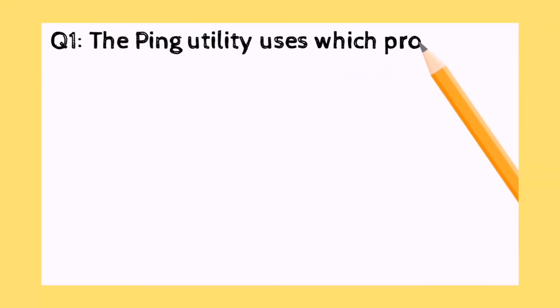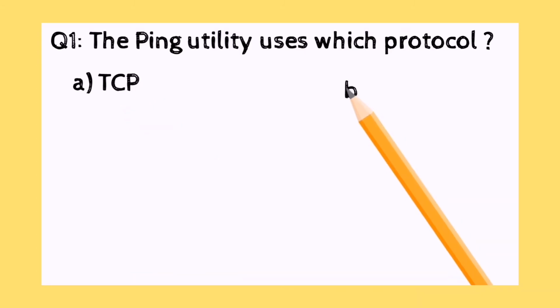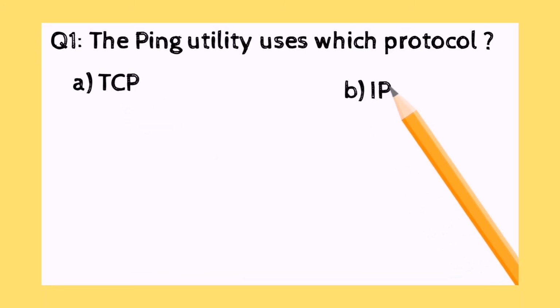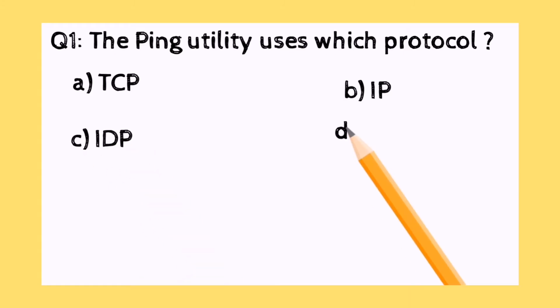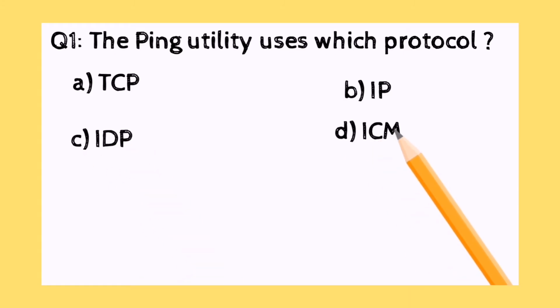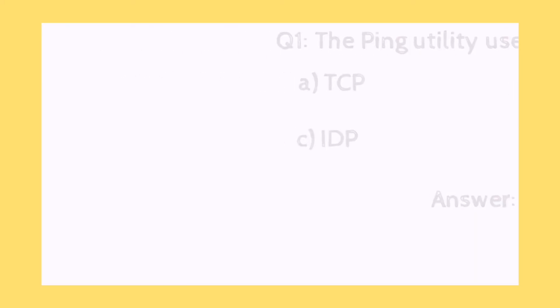Question number 1. The ping utility uses which protocol? A. TCP. Option B. Wi-Fi. Option C. IDF. Option D. ICMA. So the correct answer is option D, ICMA.